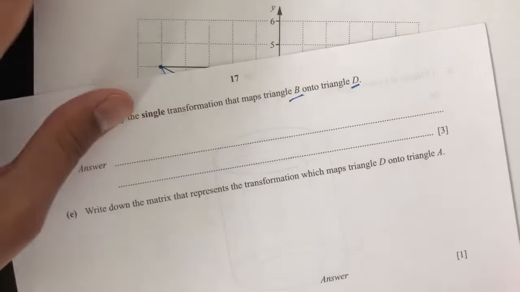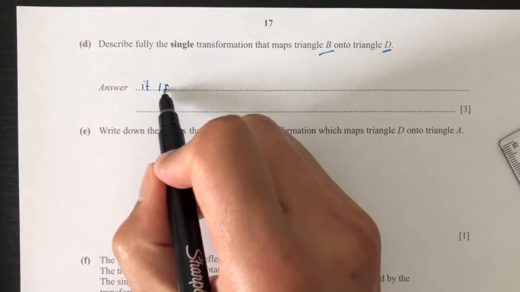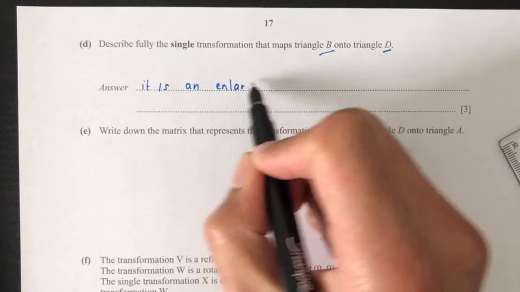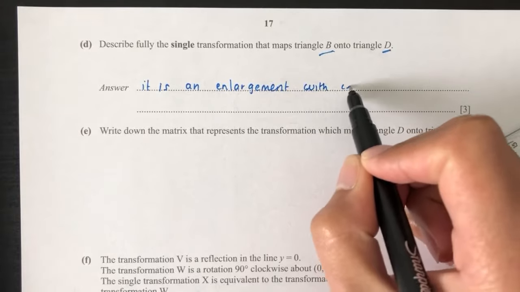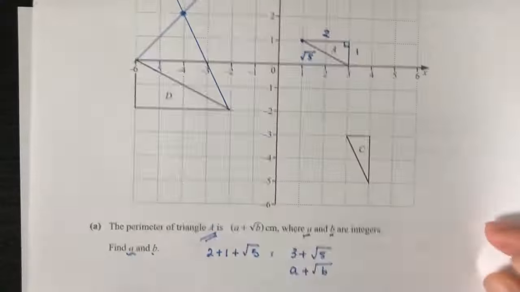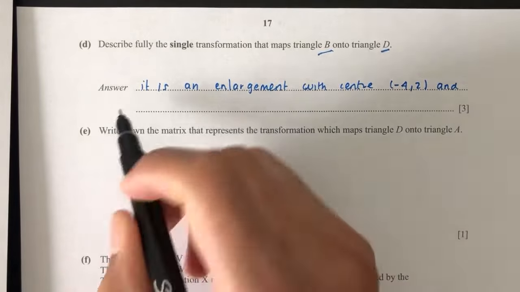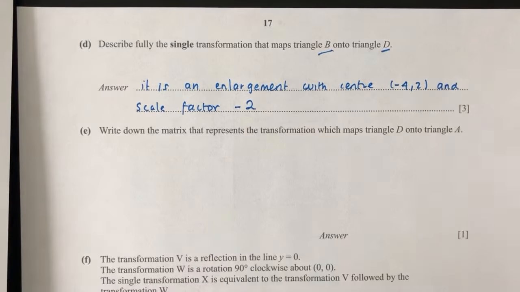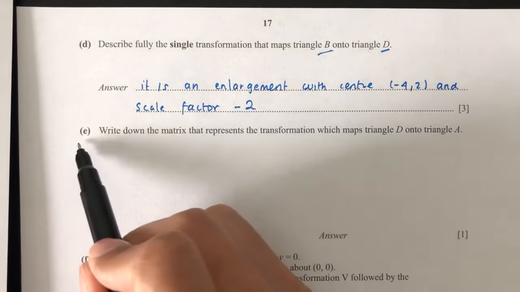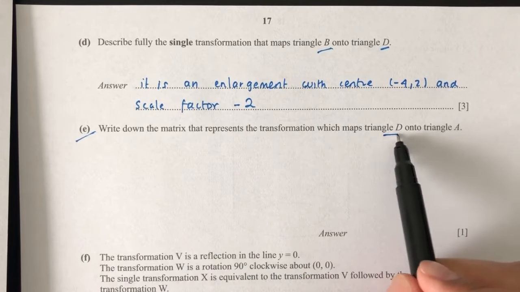So let's write this down. The transformation is an enlargement with center, as we have seen, (-4, 2), and scale factor -2. That will be part D. Now part E: write down the matrix that represents the transformation that maps D onto A.